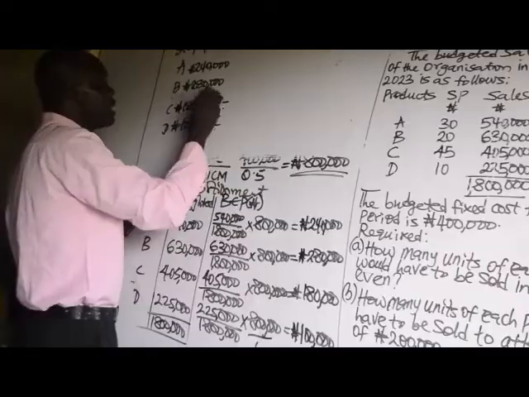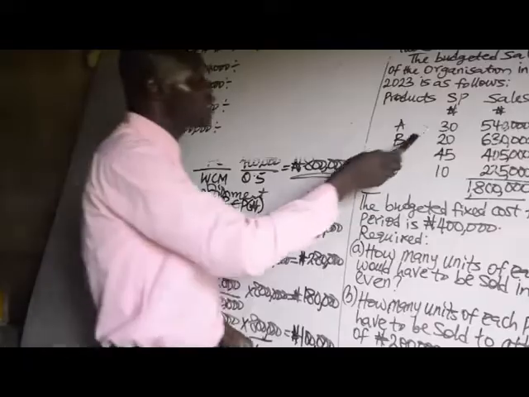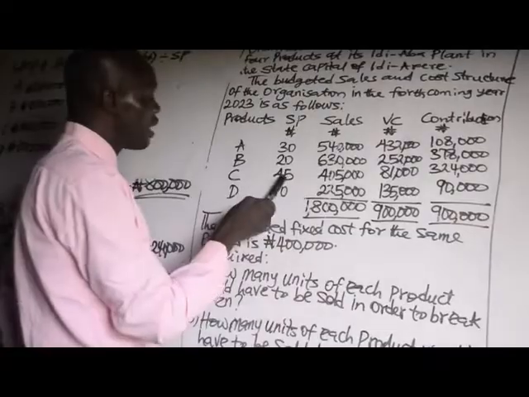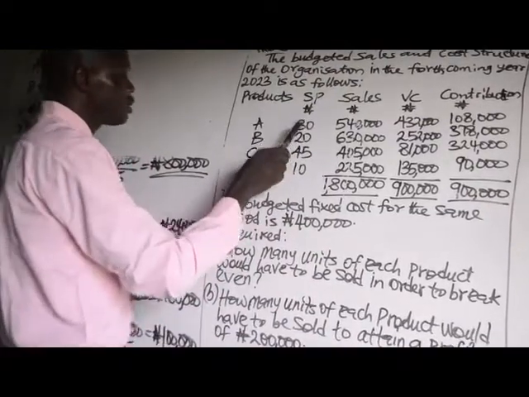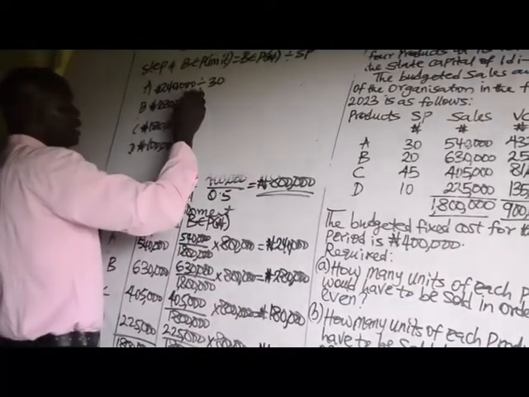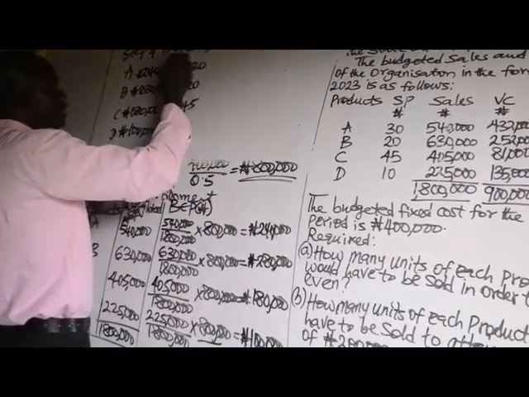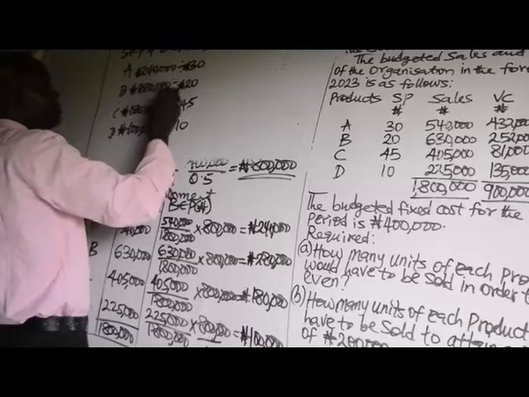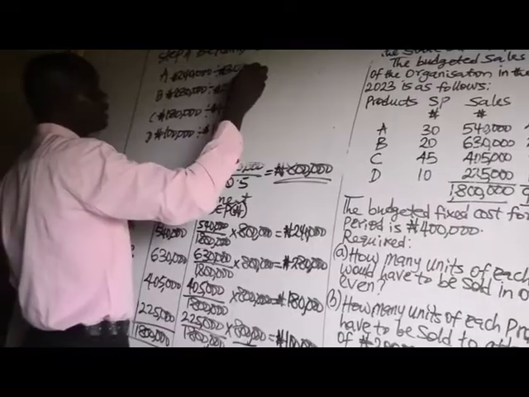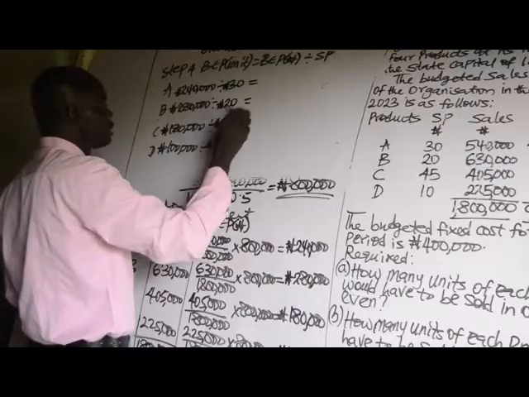So you now divide the BEP in sales value by the selling price. The selling price of product A is 30, that of B is 20, C 45, D 10. So when you divide the BEP in sales value by the selling price, you have the BEP in units now.